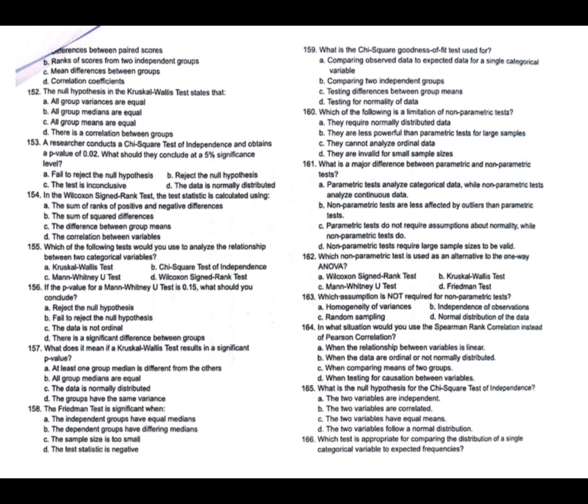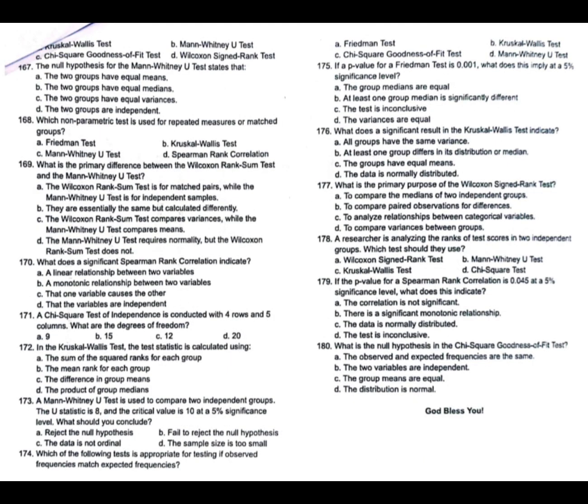166. What test is appropriate for comparing the distribution of a sample categorical variable to expected frequency? So the answer is letter C, the chi-squared goodness of fit test. So 167. The null hypothesis for the Mann-Whitney U test states that the two groups have equal medians. Letter B. So 168. Which non-parametric test is used for repeated measures or matched groups? So the answer is the Friedman test.